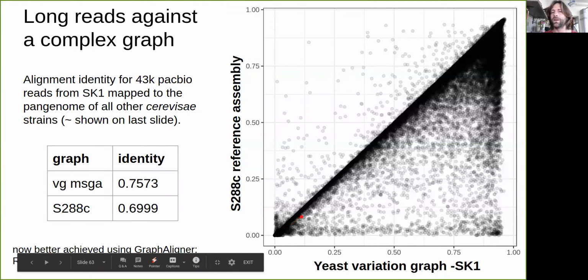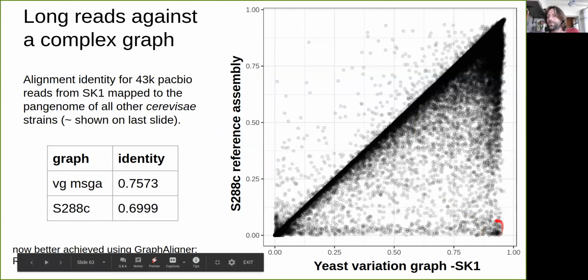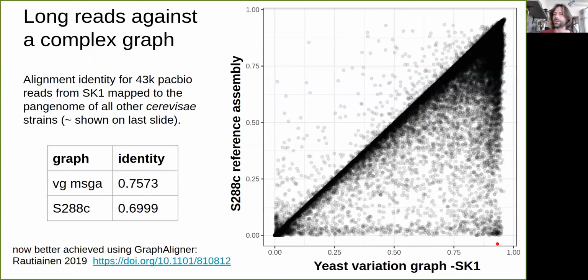And so what you're seeing here is the identity of each read is a dot. Each read is represented by a dot. Its identity against the variation graph versus its identity against the linear graph, so to speak, from this one strain. And the region up here in the corner where it's darker is showing you that you're having reads that are mapping much better. Maybe they're mapping full length against the variation graph, and they're not mapping full length against the S288C reference. And there's some reads that just don't map at all. So this is variation that's shared with other strains, but not S288C, that allows us to map the reads.